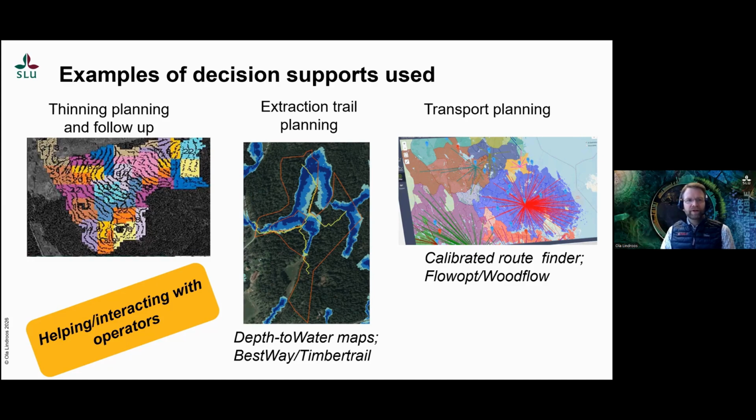For extraction, there is good decision support in the machines in terms of maps showing where the moist areas are. The depth-to-water maps are more or less standard in the machines now, as information about where there is a risk of damage to the soil if they drive there. And there are also tools for helping with the planning of the network itself, how to drive, where the driving should be done in the best way.